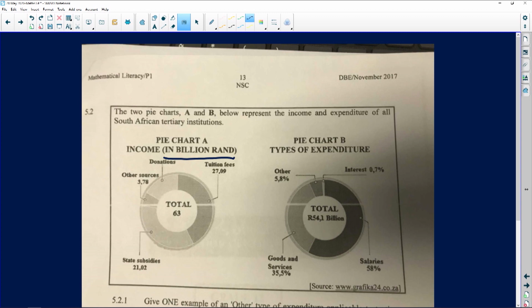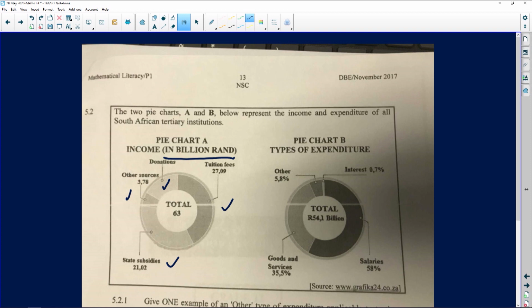Spending is way less. And these pie charts are exactly, if not just a little different to the pie charts that we got in the previous one. Like I said, I'm not getting any questions here, but I'm just going to be explaining what's happening here. So we've got the donations, which is over there. Other sources, we're not sure what other sources are. We've got fees, and then we've got tuition fees, and that should make up the 63 billion rand.